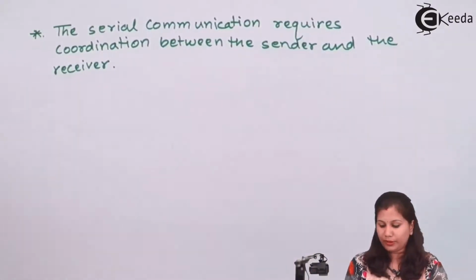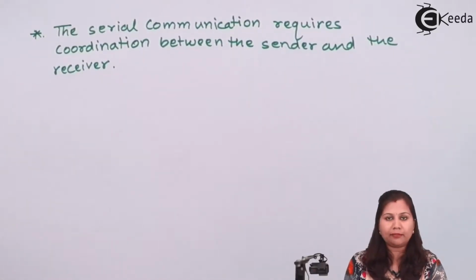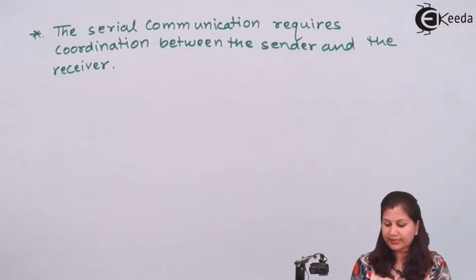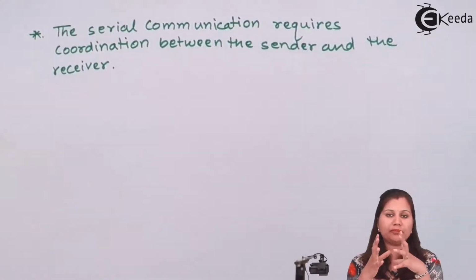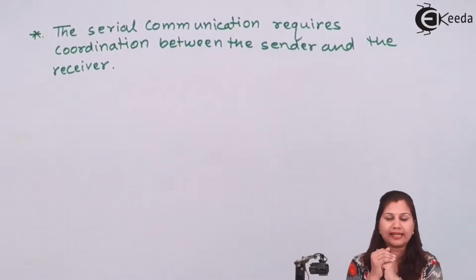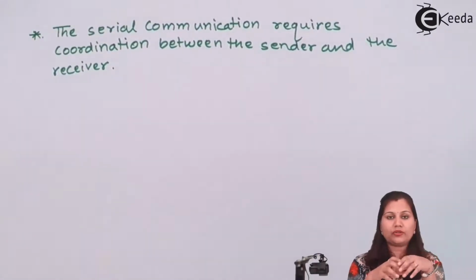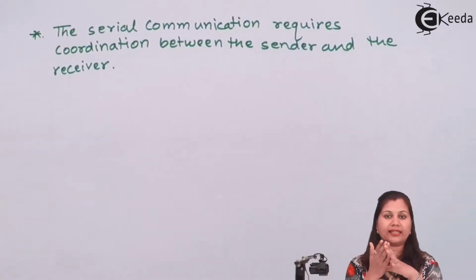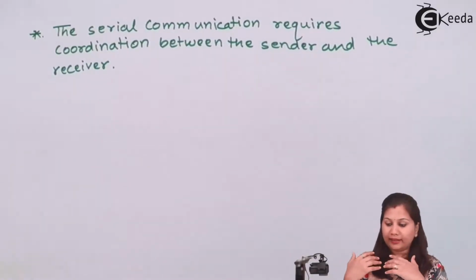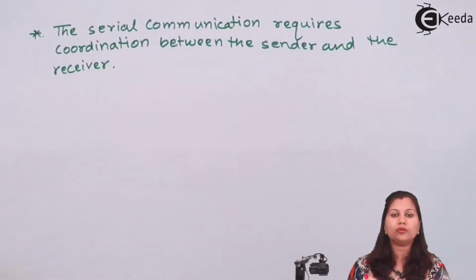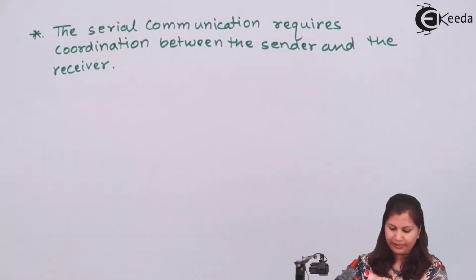Now when we are studying serial data communication, the main requirement between the sender and the receiver is that there should be some coordination between them, because when the sender is sending the data, how is the receiver going to know where the data is starting, where it is ending, and what is the speed of the data transmission. So there is a need for coordination between the sender and the receiver.